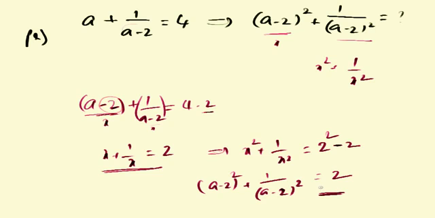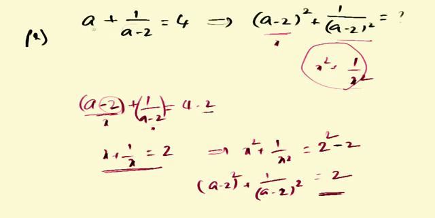Let me explain the problem again. Here a + 1/(a − 2) = 4 is given, but you are asked to find (a − 2)² + 1/(a − 2)². This is like x² + 1/x², where here it is x and here it is x. If you want to find this, you need to find either x + 1/x or x − 1/x. But here it is a, not a − 2.